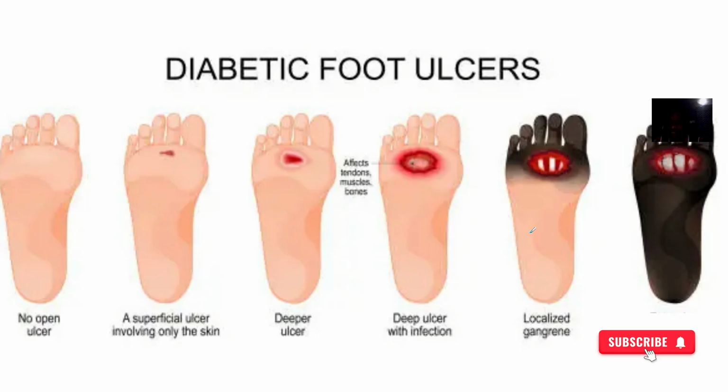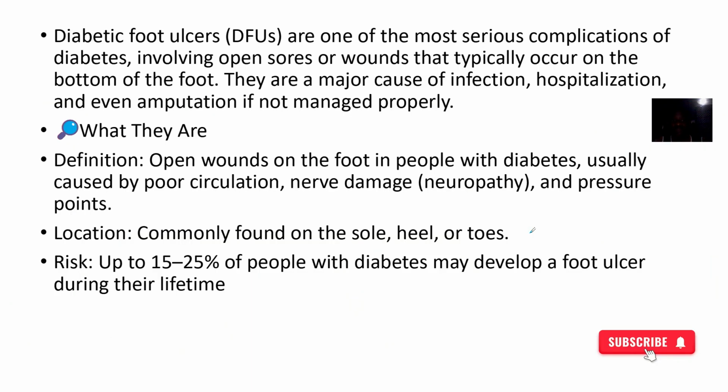Here I have a picture which is trying to show how the ulcers actually spread over time. They are one of the most serious complications of diabetes, involving open sores or wounds that typically occur on the bottom of the foot. But they could start getting up. They start at the bottom, and when diabetic foot ulcers start there, they keep coming up towards your knee.